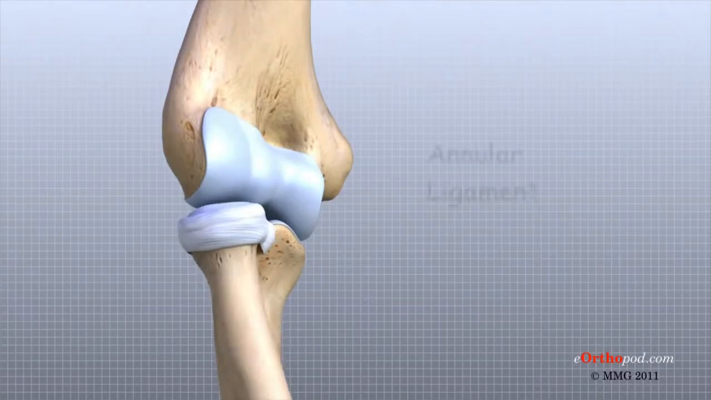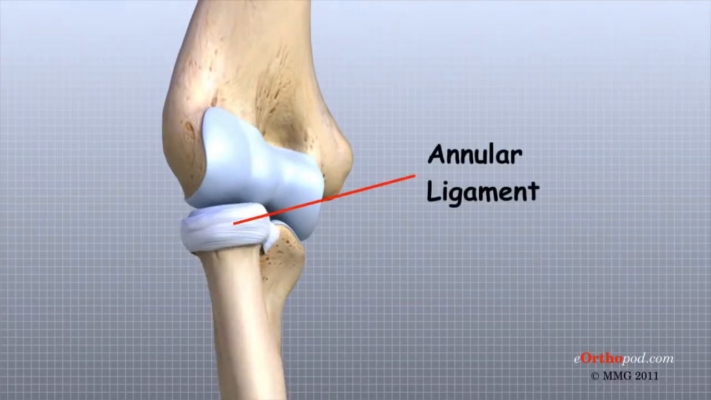Another important ligament for elbow function is the annular ligament. This ligament wraps around the radial head and holds it tight against the ulna. The word annular means ring shape, and the annular ligament forms a ring around the radial head as it holds it in place. This ligament can be torn when the entire elbow or just the radial head is dislocated.